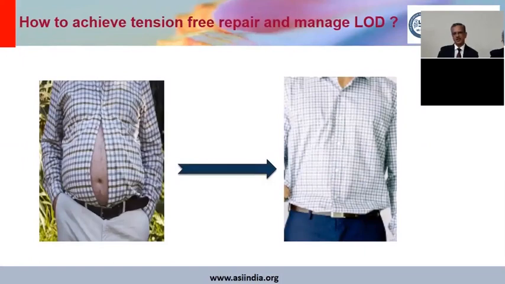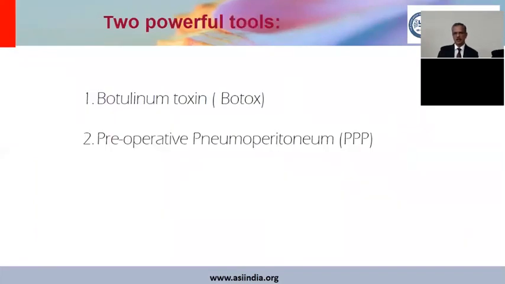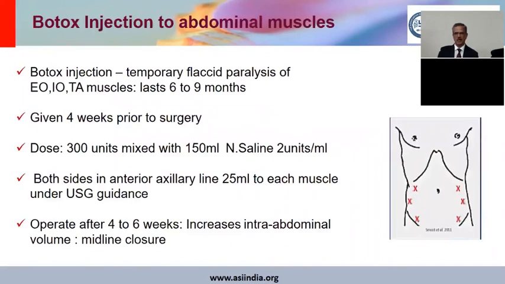So how do we achieve tension-free repair and manage the loss of domain? It's the most crucial aspect in all these giant hernias. So friends, as of now, we have two very powerful tools to overcome loss of domain problems. One is botulinum toxin or Botox injection to the abdominal wall musculature. The other one is progressive preoperative pneumoperitoneum. I will explain these two important tools in a little more detail.